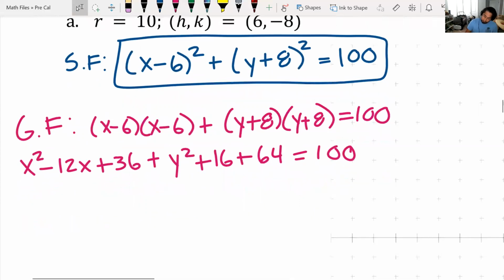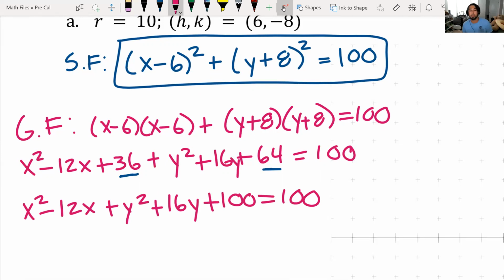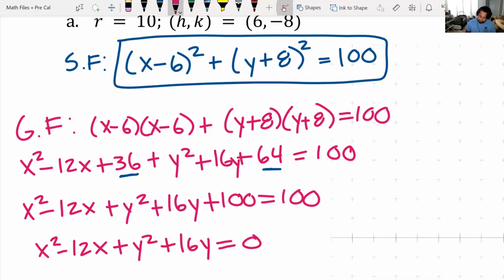All right. And now combine any like terms, and I think that's just the 36 and the 64. And we should have x squared minus 12x plus y squared, oh, don't forget the 16y on that one. Plus y squared plus 16y plus 100 equal to 100. And now all you have to do is move that 100 over, and we have the general form, where 0 is on one side. So x squared minus 12x plus y squared plus 16y equal to 0.